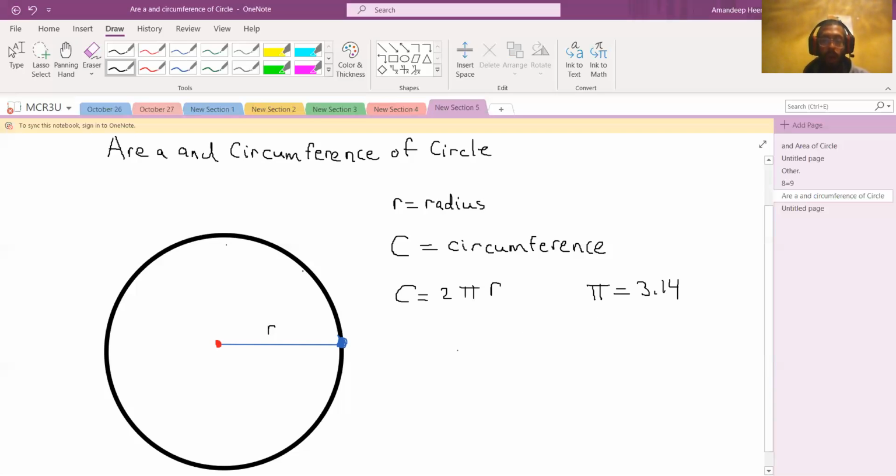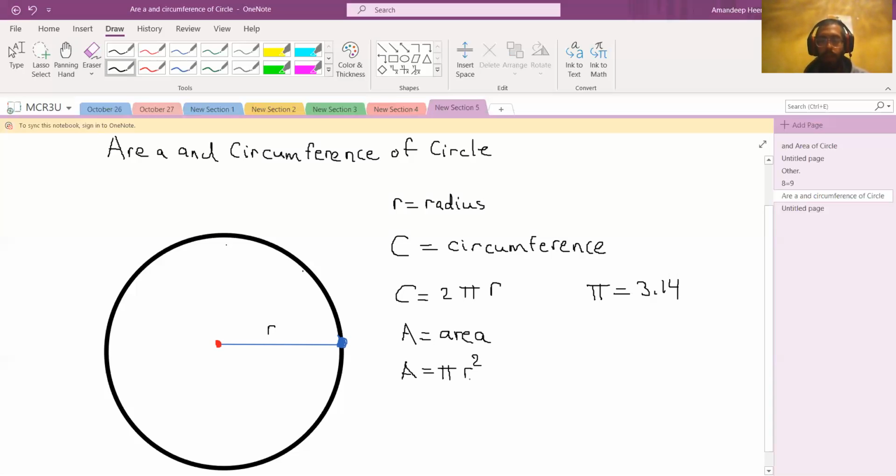Now, what is the area of the circle? Here, A is the area of a circle. So, what is the formula for the area of the circle? The area of the circle is pi times r squared.